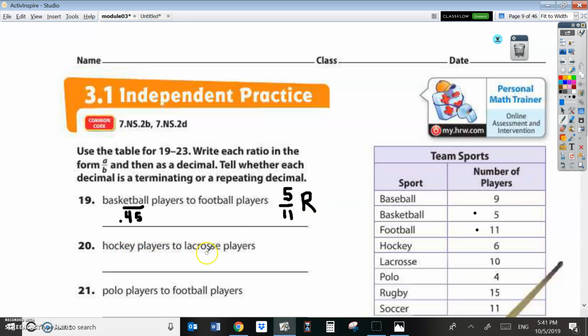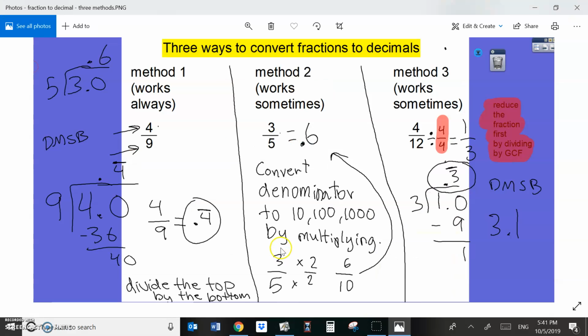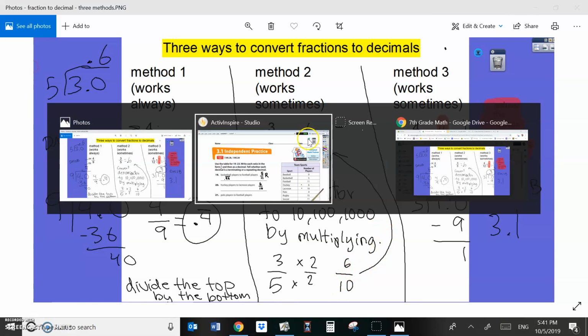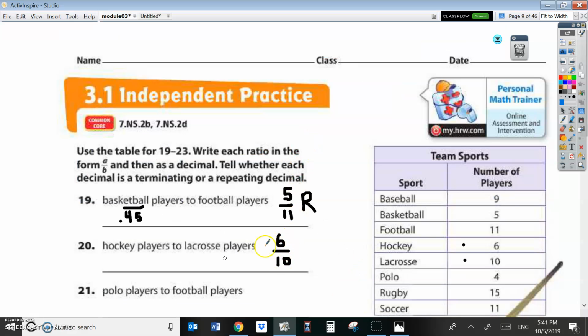Okay, hockey players to lacrosse players. So hockey players is here and lacrosse players is here, so that's 6 over 10. And remember this one here, whenever you can change the denominator to 10, 100, or 1000, you already have your decimal. This right here, 6 over 10, is just 6 tenths. And that's a terminating decimal.